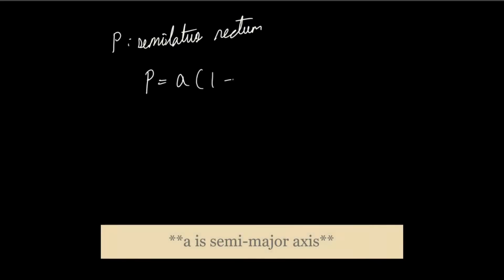The next thing that I want to talk about is P. There are different ways that we can represent P. And what did I say P was? It's Semilatus Rectum. I have to connect these two. Semilatus Rectum. And P is A, which is the semi-major axis, times 1 minus E squared.